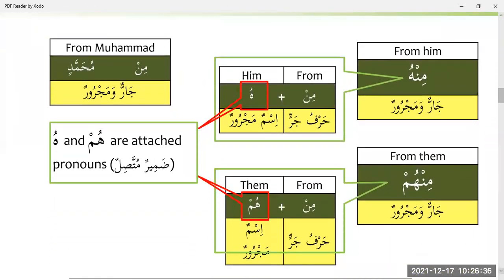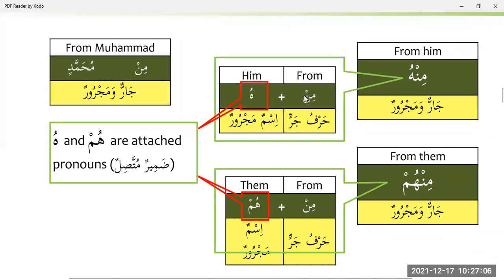And when we attach it to a preposition, what will be its case? Min Muhammadin, from Muhammad. Min is a preposition, harf jar, jar and majroor. Min is jar and Muhammadin is majroor here. Now we use the preposition with a pronoun: minhu, from him. Min is harf jar.